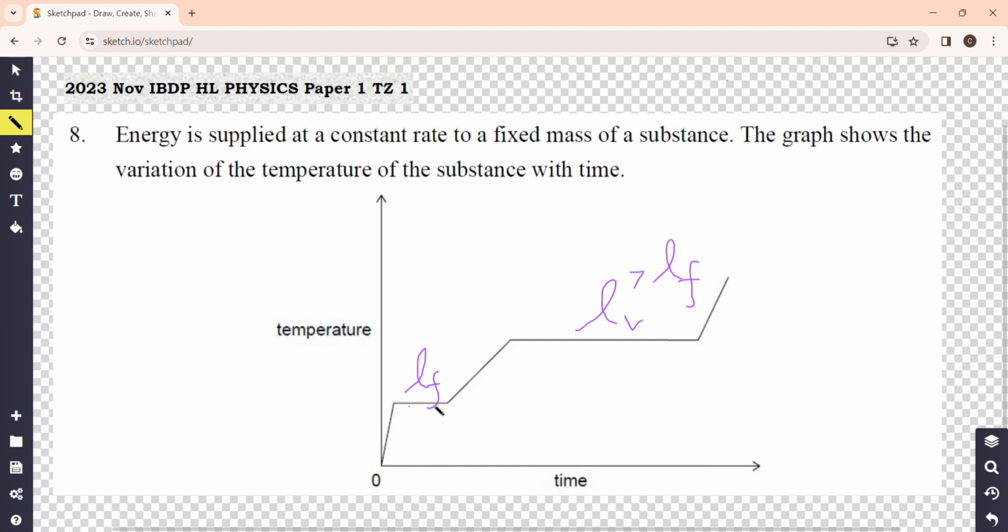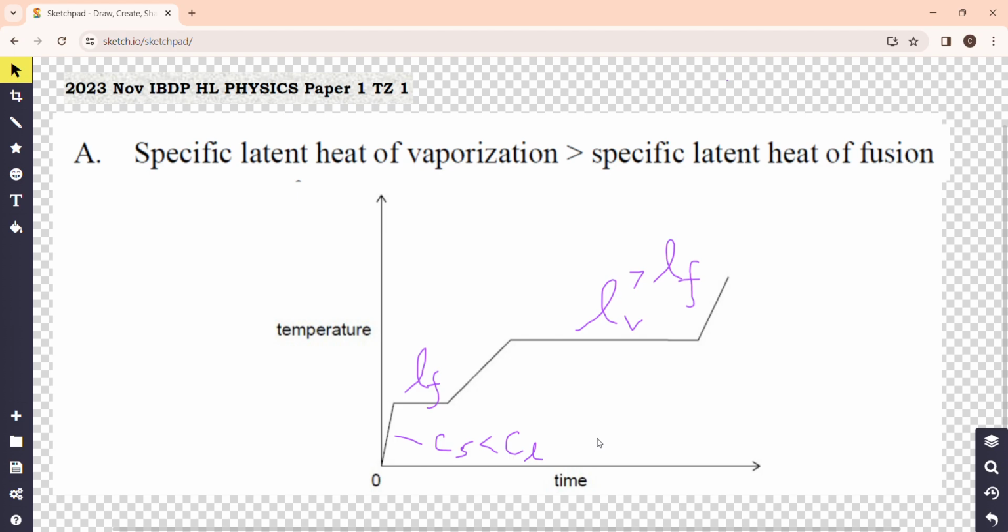Also, the inclined line is the temperature rising time. The steeper the slope, the faster the temperature rise, and on the other hand, the smaller the specific heat capacity. So the specific heat capacity in the solid state is smaller than that in the liquid state. So the answer is A.